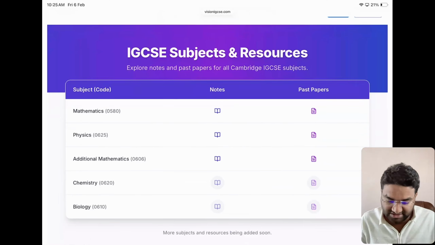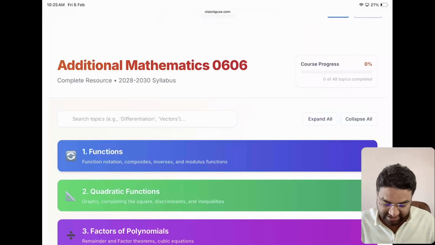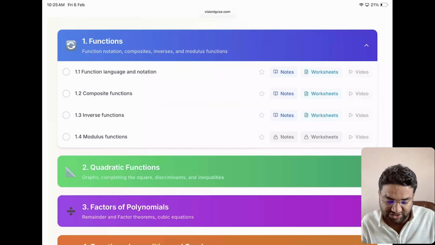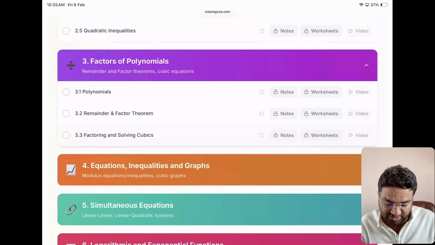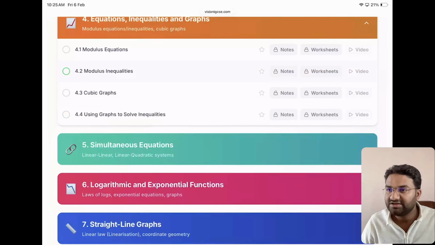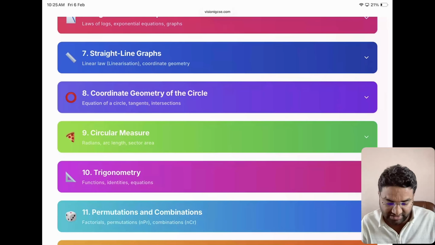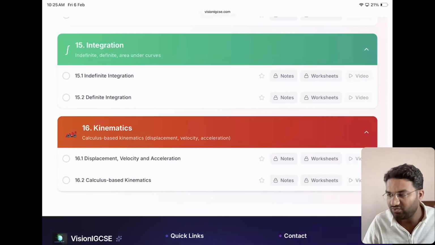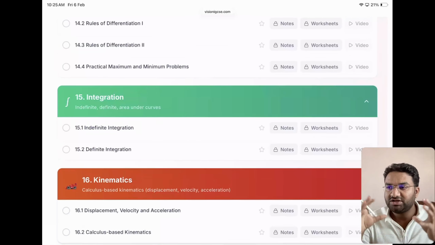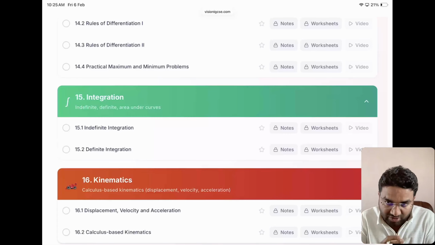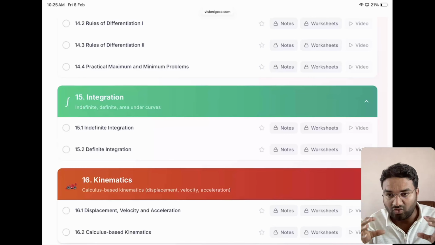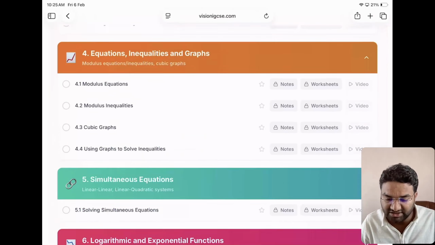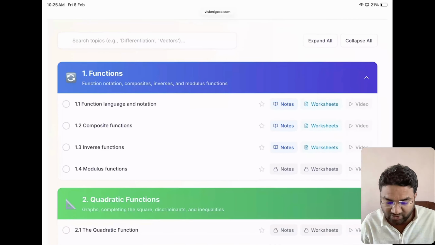Then next, let's check just Additional Mathematics. If you look here: functions, then quadratic functions, then the factors of polynomials, equations and graphs, simultaneous equations. For differentiation, integration and kinematics, we have separately included just the theory part. Then all the past year paper type questions are in the worksheet. In the notes part, just to give you an overview.